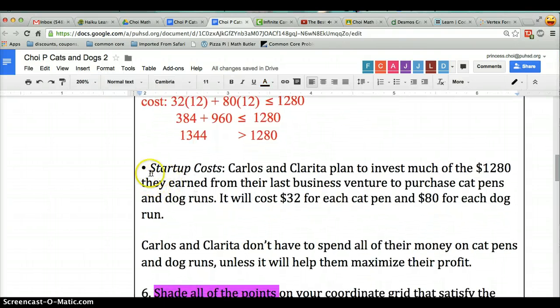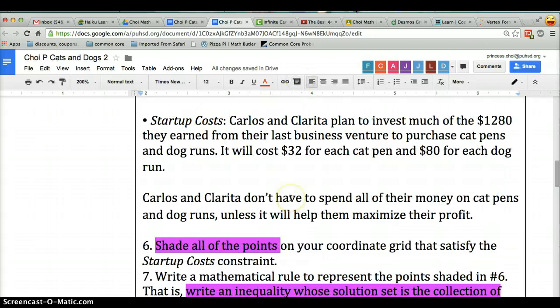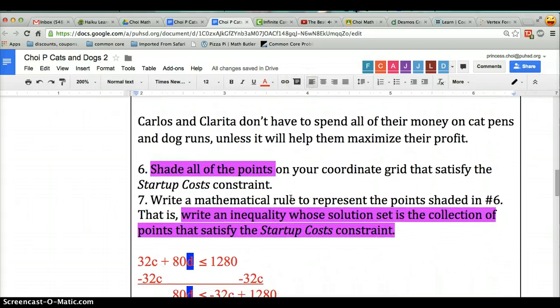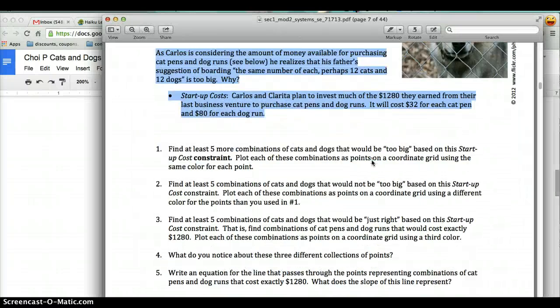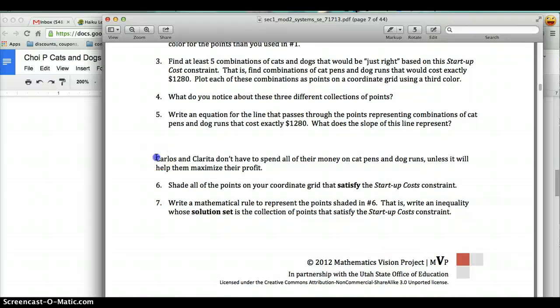So then now this is going to be part of the question where it tells us $32 for the cat pen. That's how I got 32 times 12 cats. And then $80 for each dog, right? That's how I got $80 times 12 dogs, right? All right. So then Carlos and Clarita don't have to spend all of their money on cat pens and dog runs unless it will help them maximize their profit. This part is again coming from the textbook. I told my 2nd period class to go ahead and highlight all this area and copy and paste.